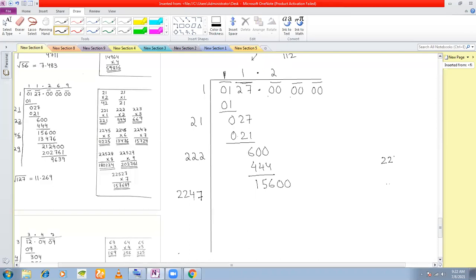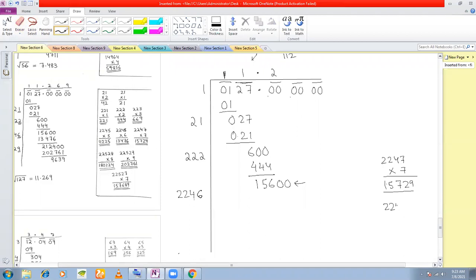So this becomes 2247 into 7. If you multiply, this will give you 15,729. Now 15,729 is clearly greater than 15,600. So we cannot accept 7. That means we have to have a digit that is lower than 7. So what is the next digit lower than 7? It is 6. So this time, instead of putting a 7, we insert a 6.